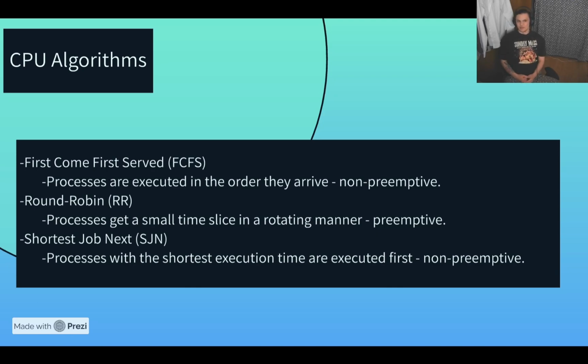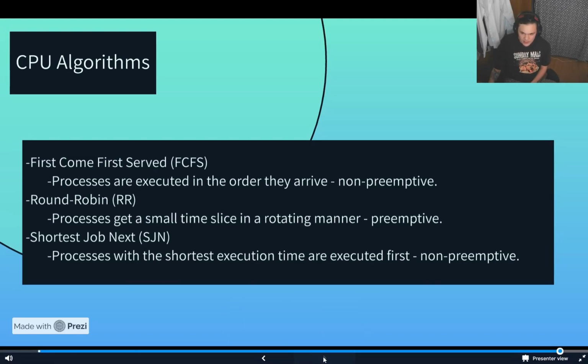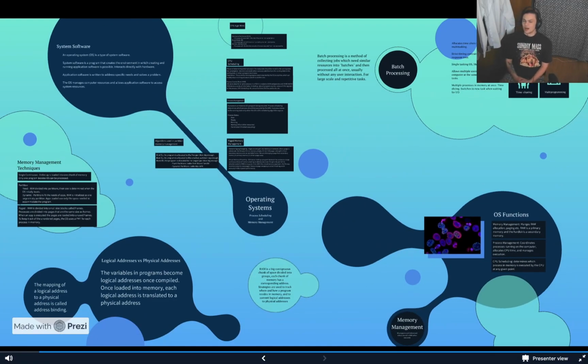And lastly, we have the shortest job next, which is another non-preemptive example. It is when the processes with the shortest execution time are executed first. This way, one process that takes a very small amount of time does not get lagged behind by a very large process. Now that concludes our overview of operating systems.